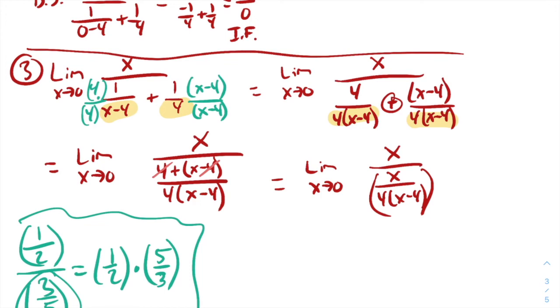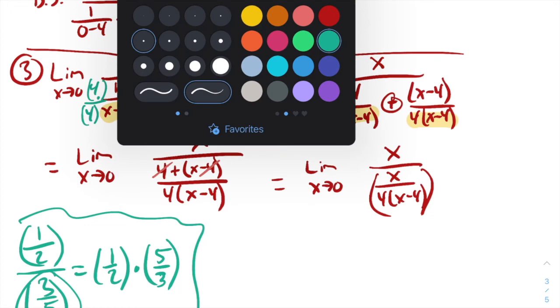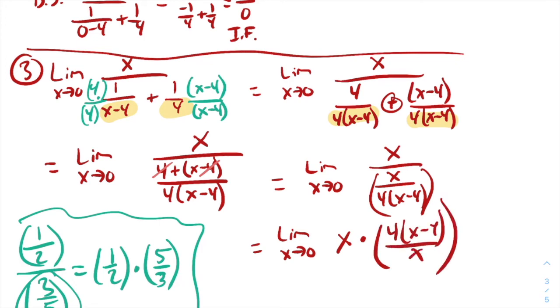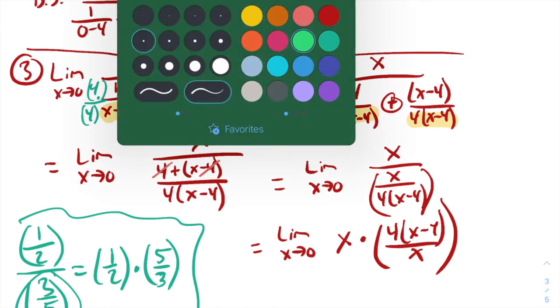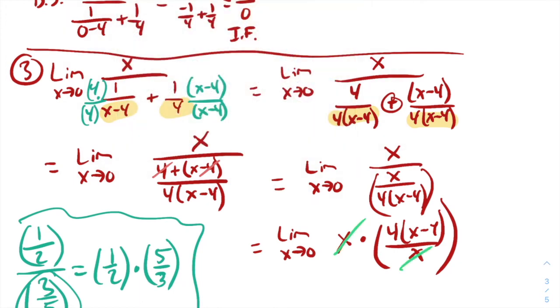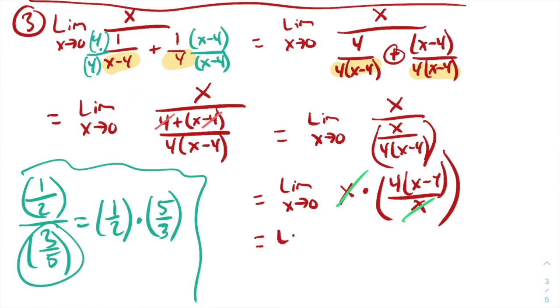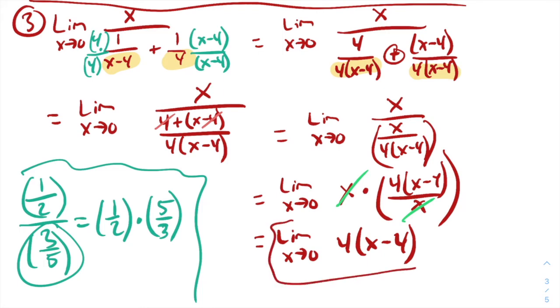So since I'm dividing by this fraction, one way I could simplify this is to multiply by the reciprocal of that denominator. And so this is the limit as x approaches 0 of x times the reciprocal of the denominator, 4 times x minus 4, all over x. Now we can see that these x's actually cancel each other out, which is nice. And we're left with just this expression, 4 times x minus 4. And this is so much simpler than what we started with.